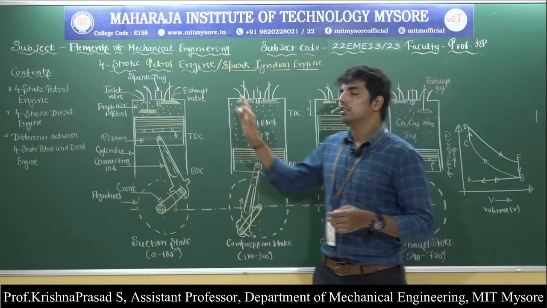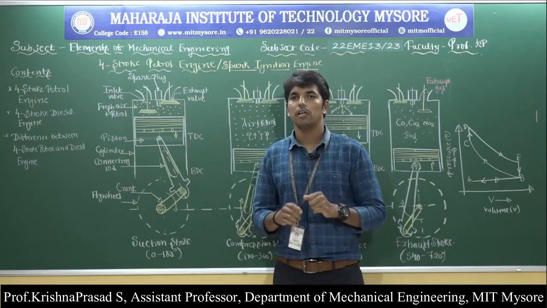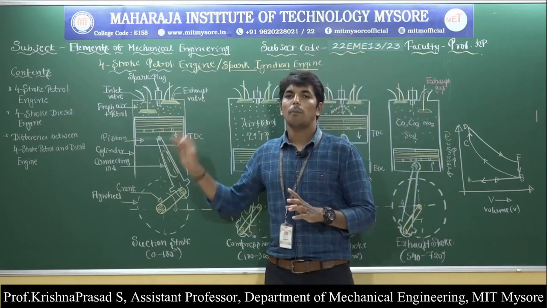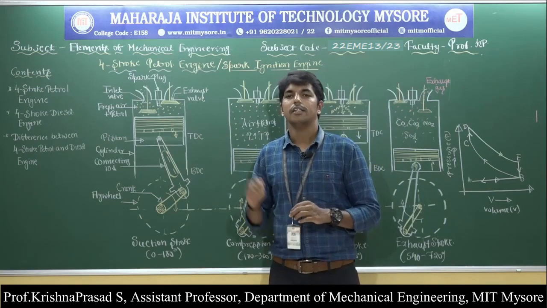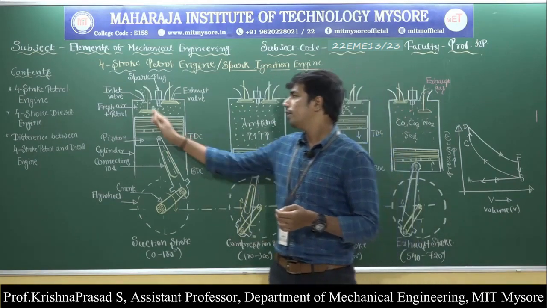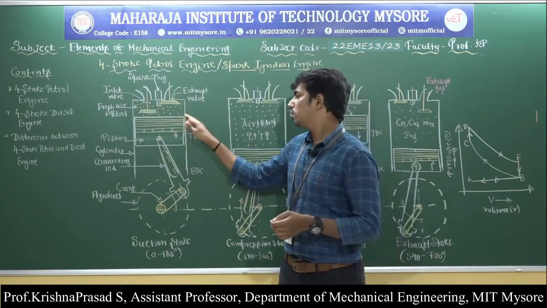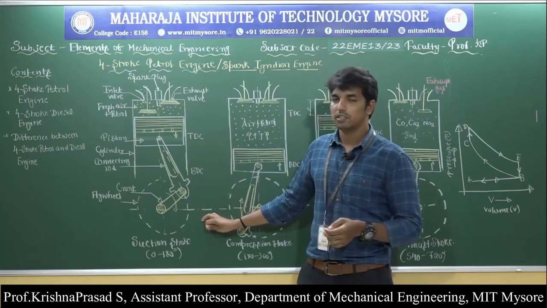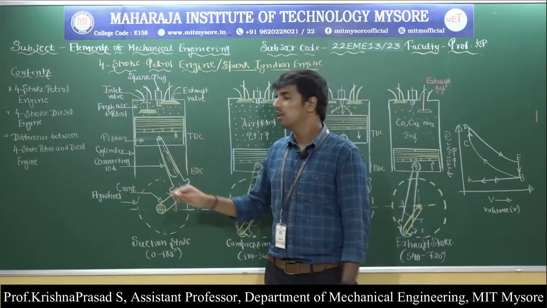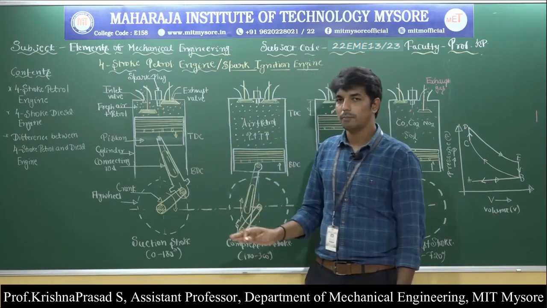Very simple. The working cycle is completed in 4 different strokes and 2 revolutions of the crankshaft. The 4-stroke petrol engine operates on the theoretical Otto cycle and it is also known as the constant volume heat addition cycle. In the suction stroke, the inlet valve is open and the exhaust valve is closed, and the piston moves from top dead center to the bottom dead center. Due to the downward movement of the piston, suction is created inside the engine cylinder. Hence, a fresh charge of air petrol mixture enters the engine cylinder.